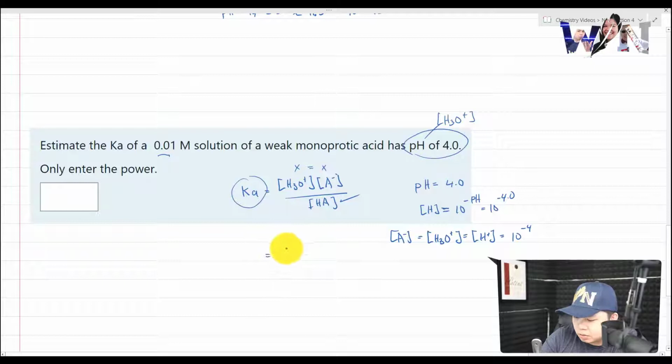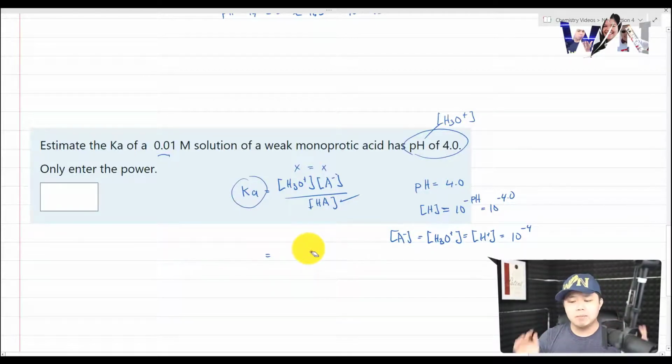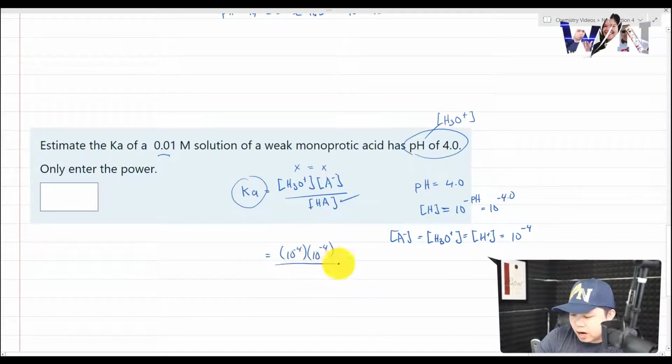So we have equal to 10 to the negative 4. And what makes this even more difficult is that we have to do this without our calculator. So we have 10 to the negative 4 times 10 to the negative 4 divided by this one right here. Okay, this is not going to be useful to us. We have to rewrite this in terms of that. Okay, so it's 1, 2. So basically 10 to the negative 2. There you go. 10 to the negative 2. Okay, and now all we have to do is simplify this.